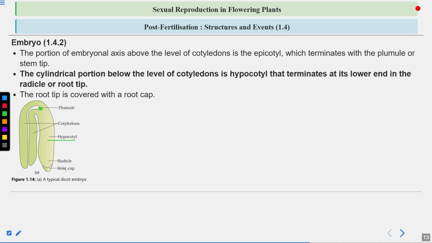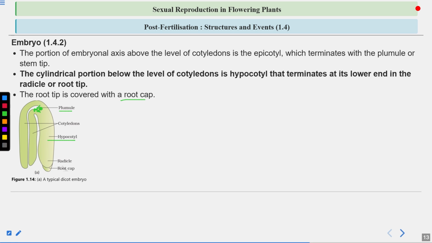So suppose this is the plumule or a stem tip. In between these two, the cotyledon and plumule region, there is an epicotyle. There is an epicotyle because, though no space is there, just a very small space in between the cotyledon and the plumule. So that is the epicotyle. And from the plumule to this radicle, that is the hypocotyle. So this is the epicotyle and hypocotyle region.